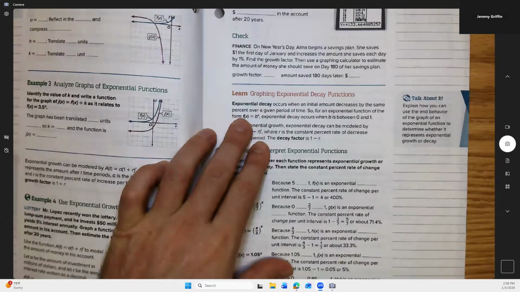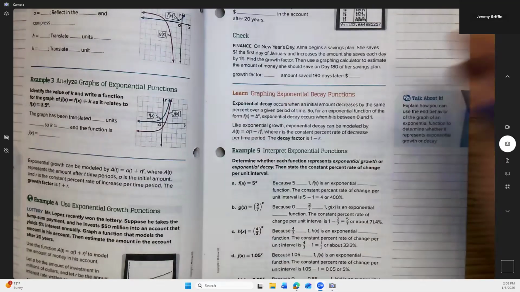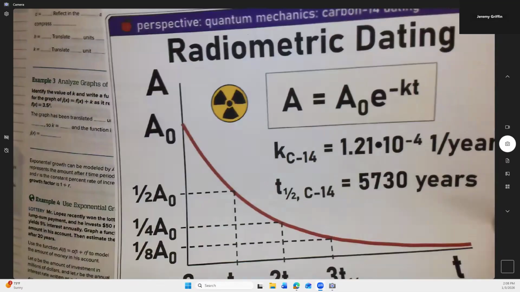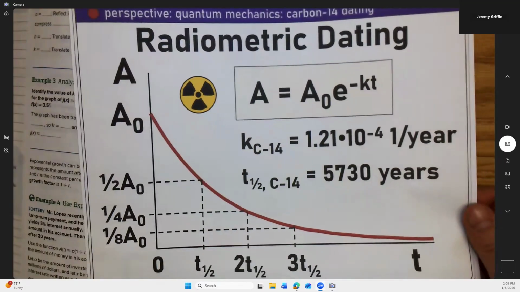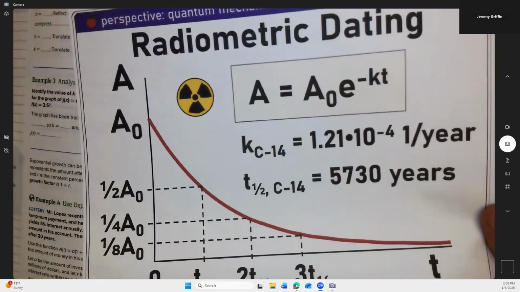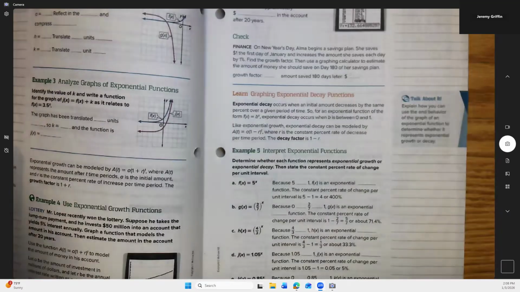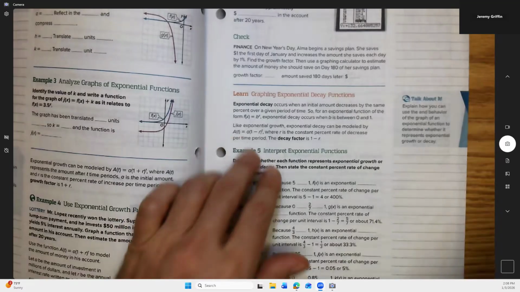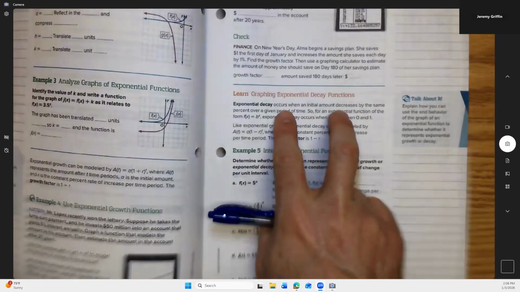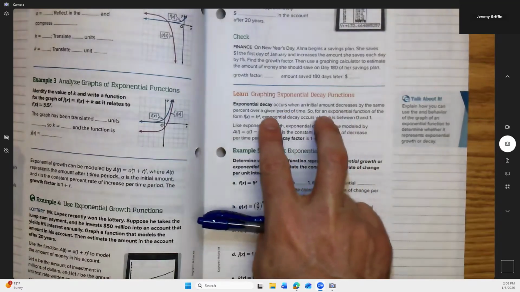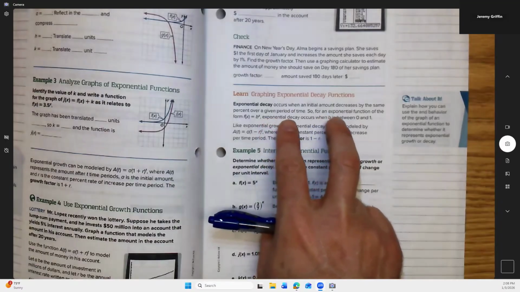Graphing exponential decay functions. Exponential decay. Right. That was what this physics poster had for you guys, radiometric dating, carbon dating. You can also do this with uranium and lead for even older rocks. What does your book say? Occurs when the initial amount decreases by the same percent over a period of time. We're talking about percent changes.